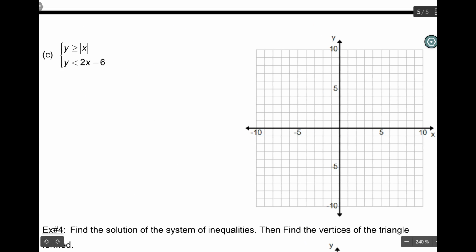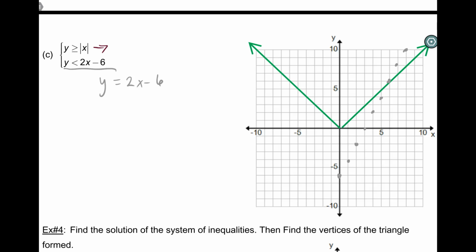So C says y is greater than or equal to the absolute value of x. So I'm just going to plot the absolute value of x, right? Since I have an or equal to, I know it's going to be a solid line. So I'll plot this guy, because its slope is 1. So there's that. And then I know that I'll have a dotted line for the second one. y is equal to 2x minus 6. So I go to negative 6 and a slope of 2. I'm going to have a dotted line for this one because I just have a less than.